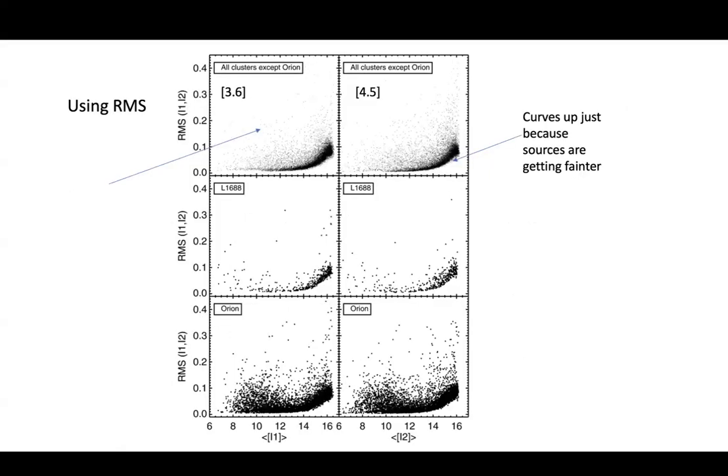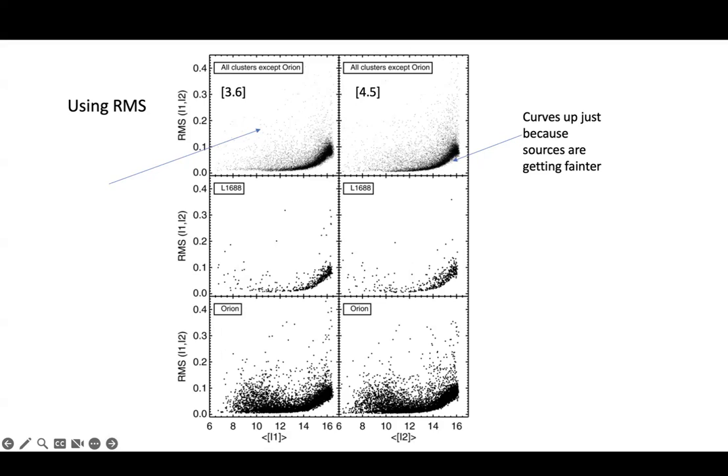of young stars. And so this is the RMS statistic from several slides ago as a function of brightness, I1 and I2. And we had a dozen clusters. So this is all of the clusters except Orion. This is just one cluster, and this is just Orion. So this structure here, the RMS is curving up here because the sources are just getting fainter. So the scatter is getting worse at the faint end.